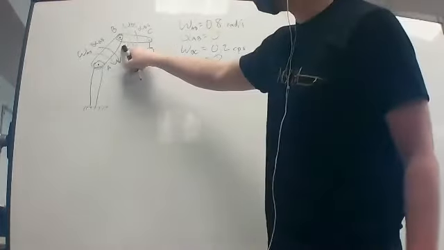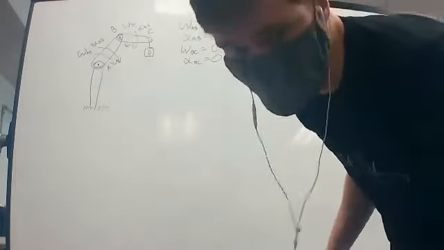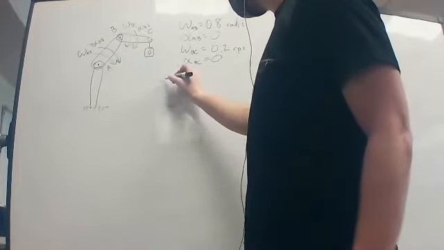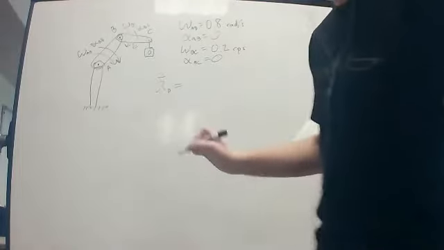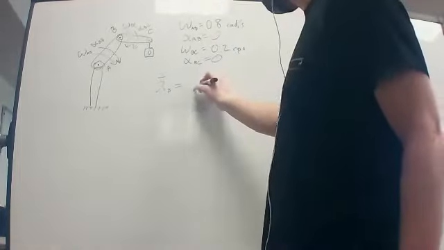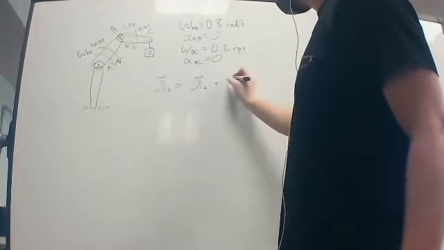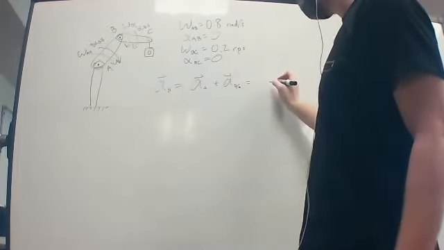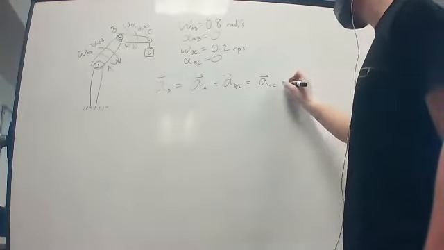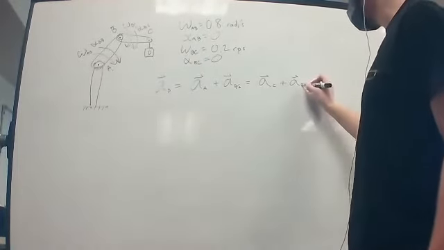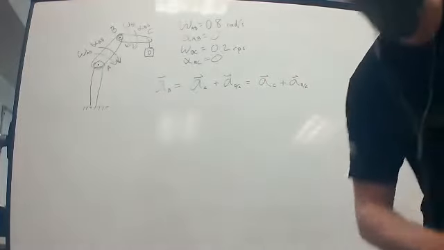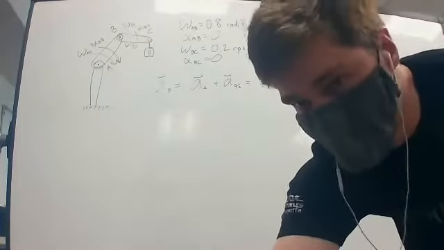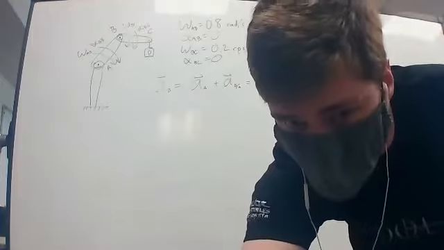So starting with the point here in the center, we can say that acceleration B is going to be equal to acceleration A plus acceleration of B relative to A, which is equal to acceleration C plus acceleration B relative to C. Using that equation, we can draw our kinematic diagrams.